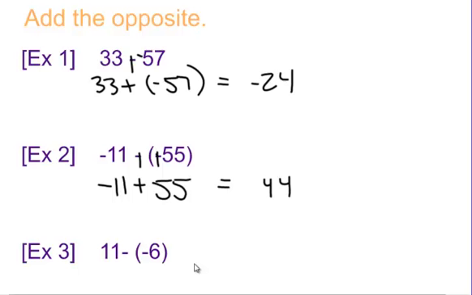Number 3, 11 minus negative 6. Change subtraction to addition, change the sign of the second number. So now it's 11 plus positive 6. Signs are the same. We add. 11 plus 6 is 17. And there's your answer.